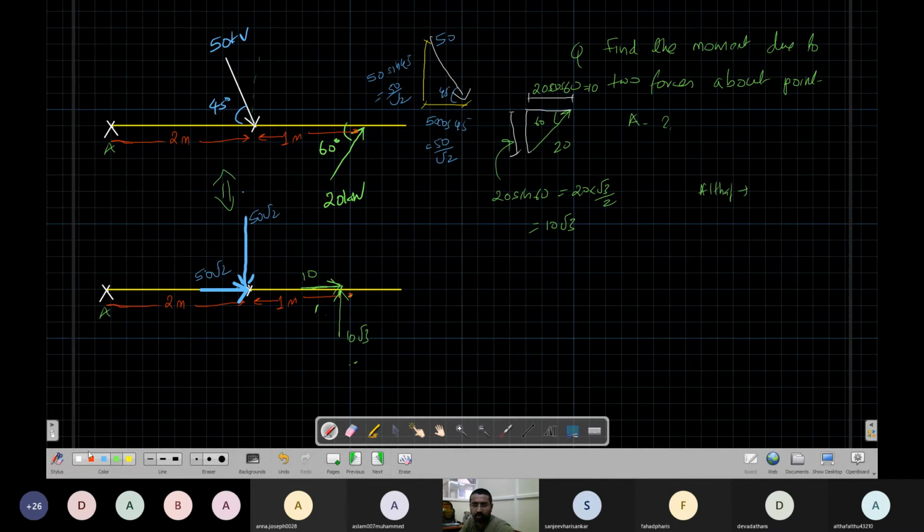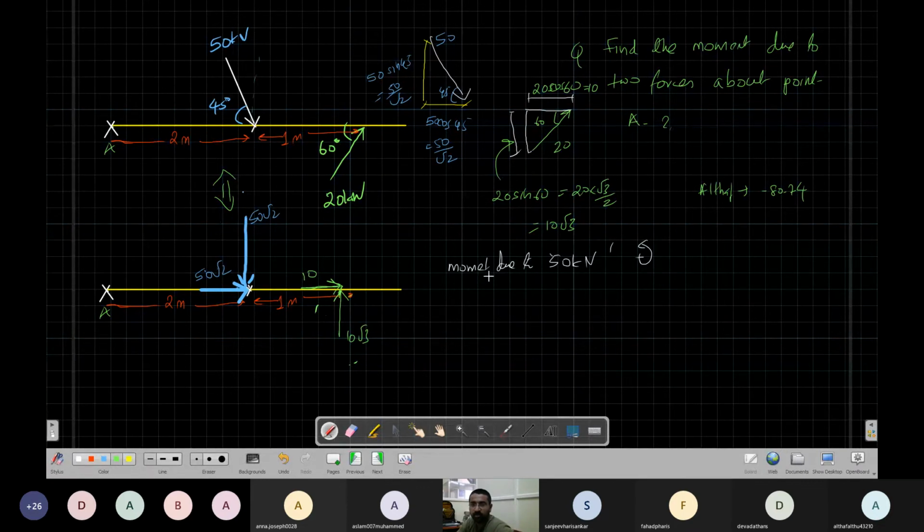Now what is a moment? So let's say we can calculate the moment due to the 50 kilonewton force. We'll calculate separately, then we'll add. Okay, so I will consider anti-clockwise as positive. Now there are two forces here. So this is clockwise. Anti-clockwise is positive. We will see.